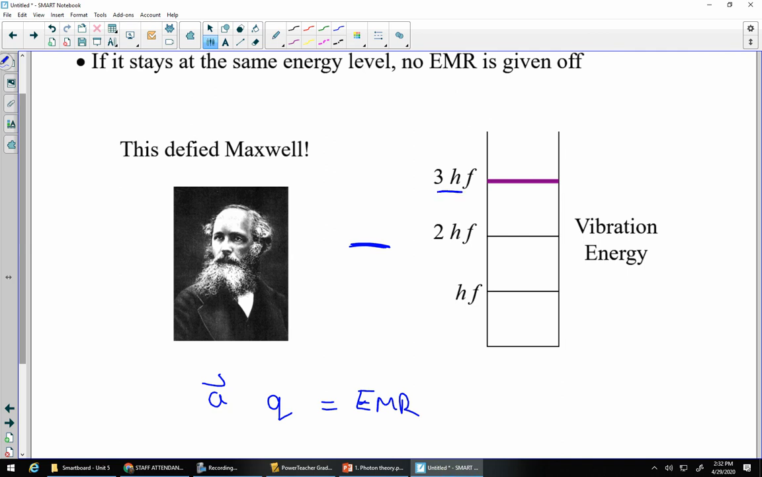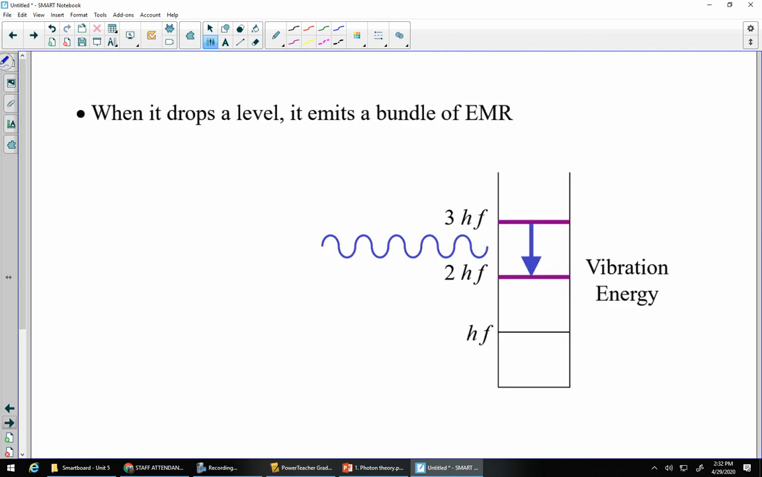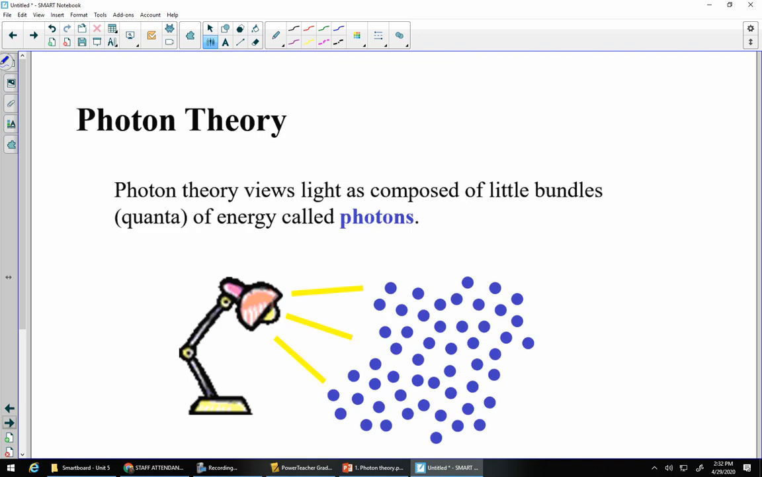But the vibrational energy at 3HF, so at the third energy level that we've got there, if it just sits at the third energy level, it's not actually giving off any energy. If it sits at the second, it's not giving off any energy. So if it's sitting there, nothing happens. Where the electromagnetic radiation is given off is when there are jumps between those energy levels, in particular jumps down from those energy levels. So as we jump from 3HF to 2HF, a little packet of energy is being given off. That little packet of energy is what we call photons.